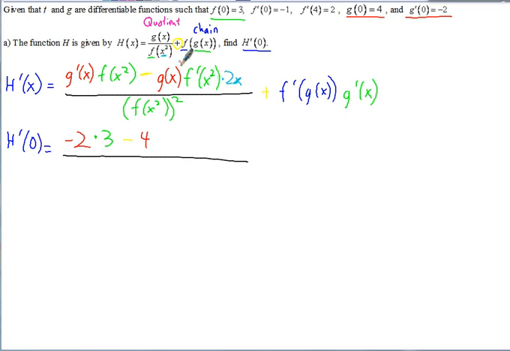0 squared again is 0, so that becomes f prime of 0, which is negative 1. And then we have 2 times x plugged in 0. And all divided by f of 0, which is 3, squared. Plus f prime of g of 0, which is f prime of 4, times g prime of 0, which is negative 2.